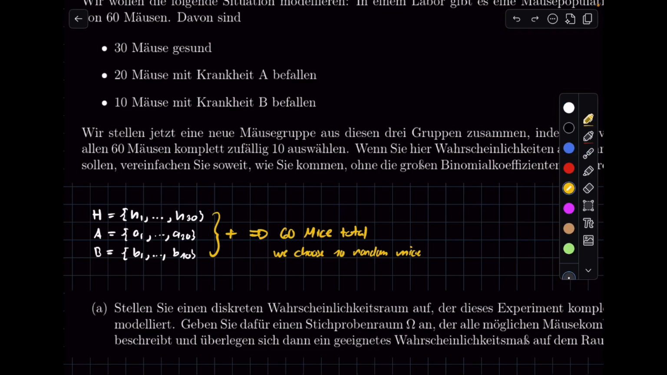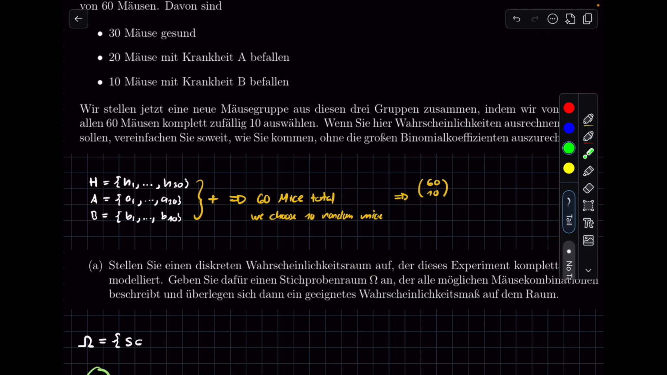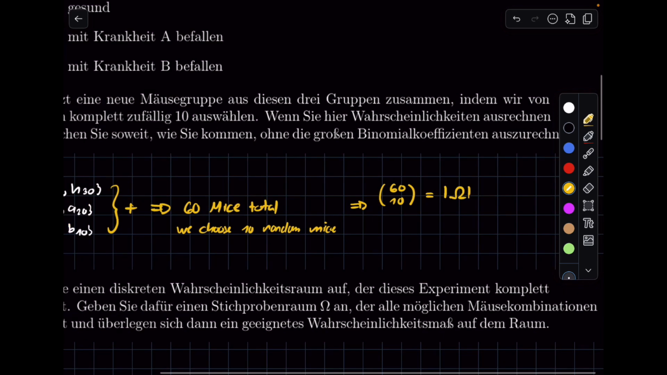So in this scenario, there would be 60, and the binomial coefficient will give us how many ways we can select 10 mice out of the group of 60, right? That's going to be the binomial coefficient, and simply put, the size of omega. Remember that omega is all the possible cases, all of them.